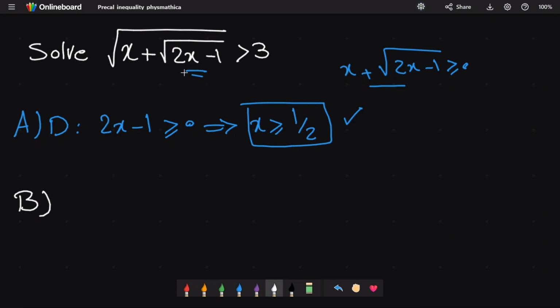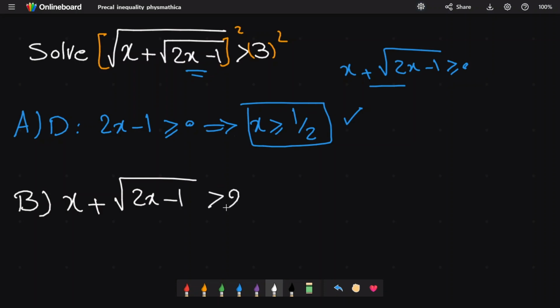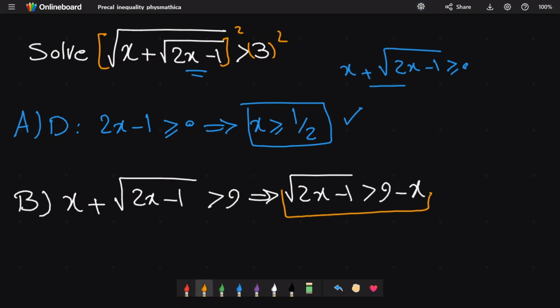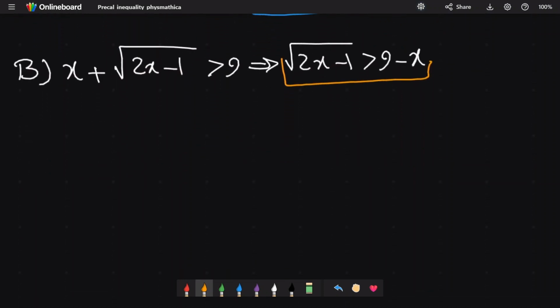And now for part B, we are going to start working on our inequality. The idea is that the right hand side is positive and the left hand side is non-negative, so we are allowed to take both sides to the power of 2. So now I'm just going to take both sides to the power of 2, and as you know, the square root is going to vanish, so I'm simply going to have 2x minus 1 bigger than 9 minus x squared. Okay, so now this is what we're going to focus on right now.